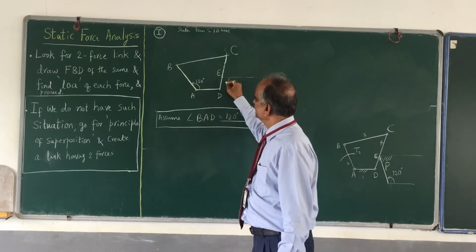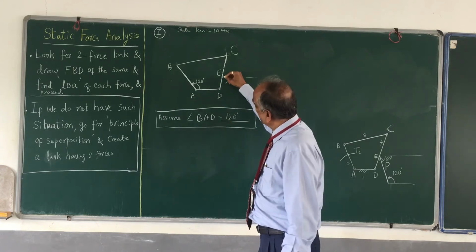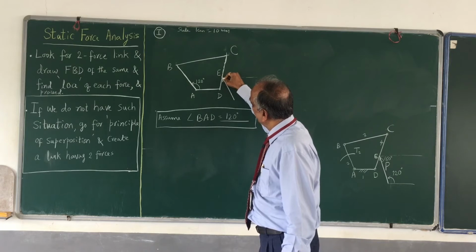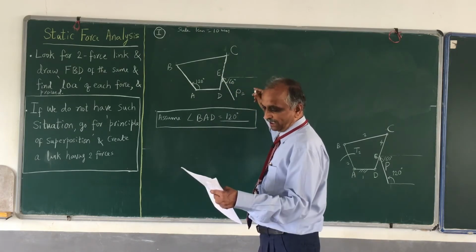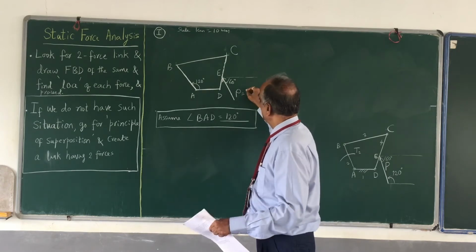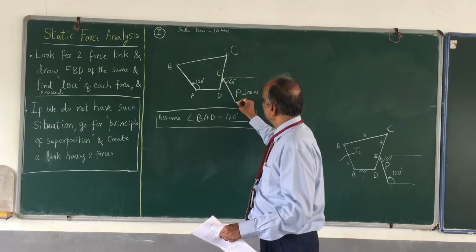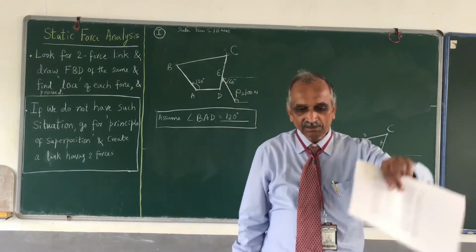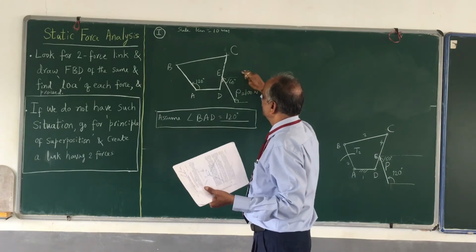Then measure 60 degrees. This is 60 degrees. And draw this line. Now put an arrow. This force is P, which is equal to 100 Newton. Now you can draw this and show this angle. How much is this? This is 120 degrees. Fine? Okay, so now all this diagram is over.